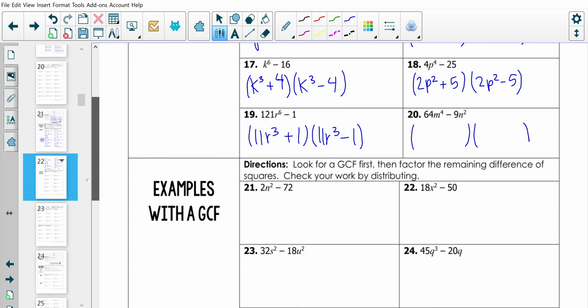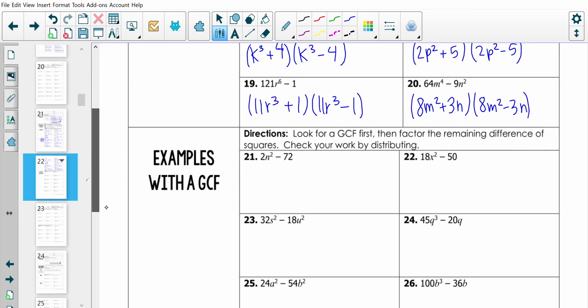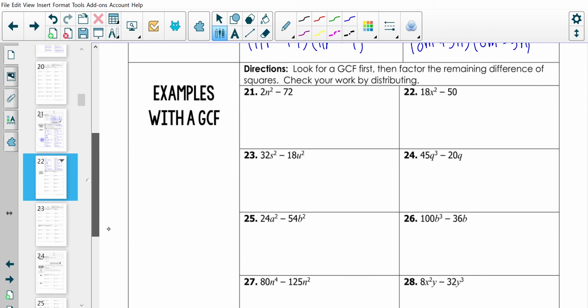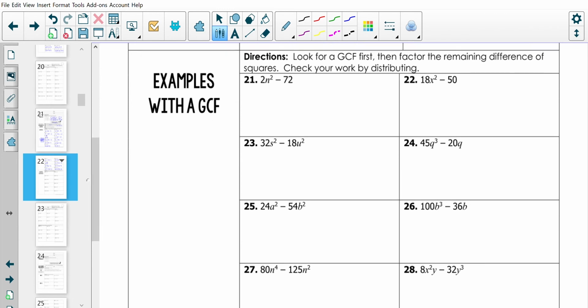The square root of 64 is 8. You would have m squared, plus square root of 9 is 3. And you would have an n there, so plus 3n and minus 3n. So down here, we are going to combine yesterday's and today's.